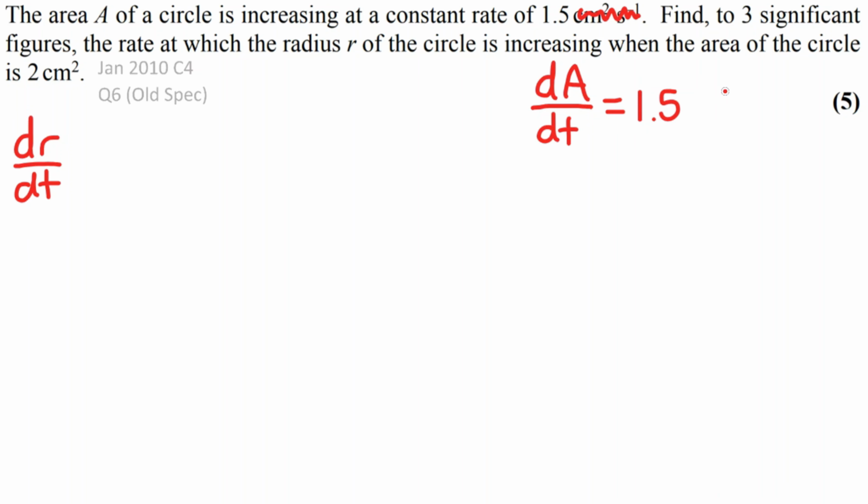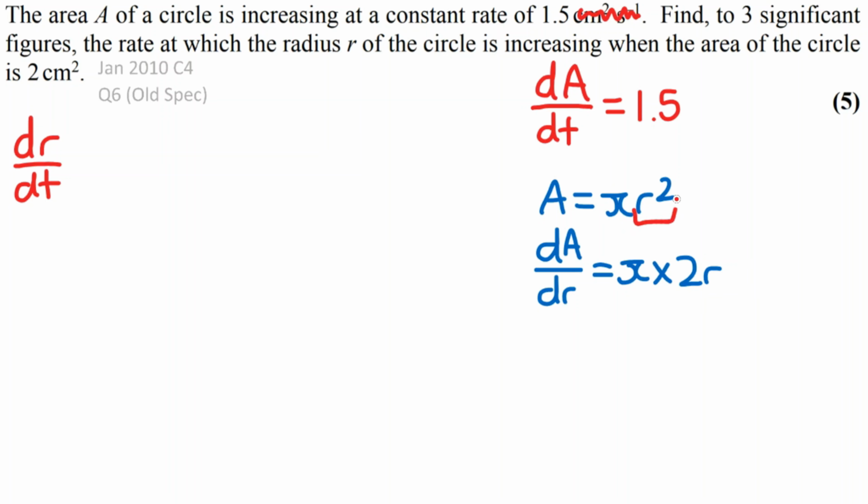And we can also get another differential equation out of this because we're told that it's the area of a circle, and like we talked about before, this is enough information to find a differential equation, because we know that the area of a circle is pi r squared, and therefore we can differentiate this to get dA over dr. So if we differentiate this in terms of r, it's going to be pi multiplied by, and if you differentiate r squared, it's going to be 2r. So this is going to be equal to 2 pi r.